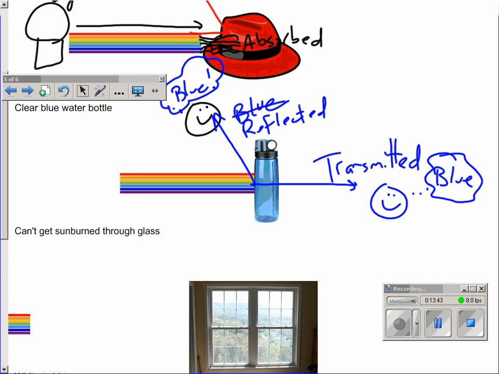Now, what happens to the other colors? Well, when you look at that water bottle, you don't see any of these other colors. So the red and the orange and the yellow and the green and the indigo and the violet all get absorbed. Okay? So, you see what does not get absorbed.